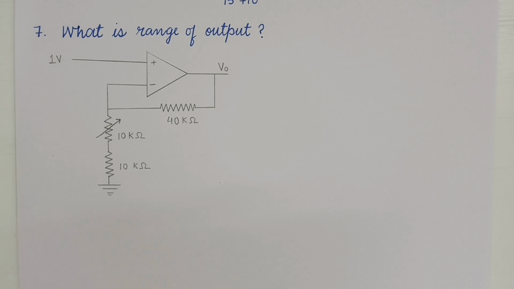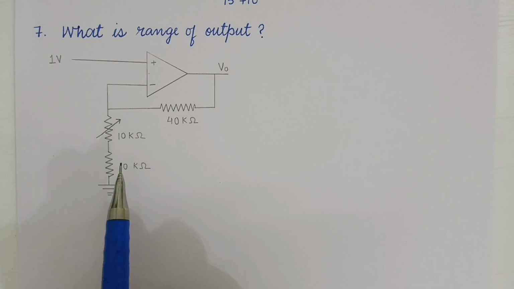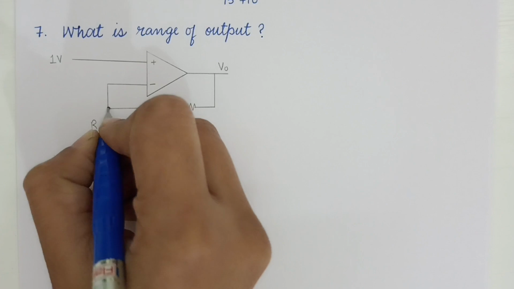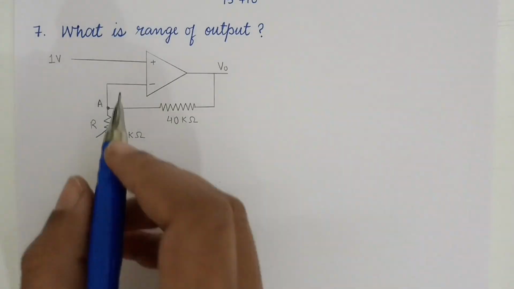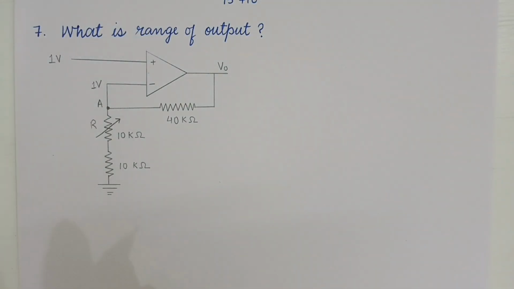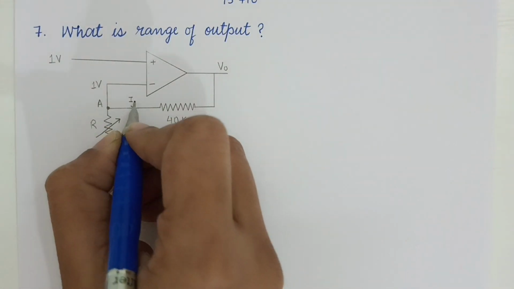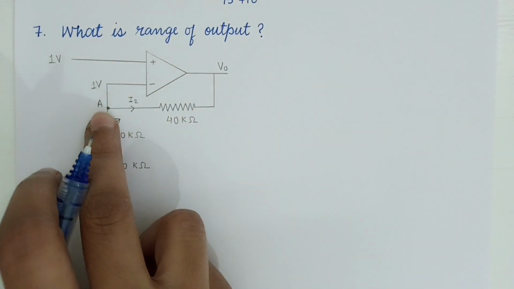So here in this question we have to find the range of output, that is, we have to find the range of this V naught, and again you can see this symbol of variable resistance. So let's again take it as R and let this point be A. It's given that it is 1 volt, so by the concept of virtual ground this is also 1 volt. And let's mark the current, let it be I1 and this outgoing be I2. So now let's solve it for the range of output. Now let's take this point A.